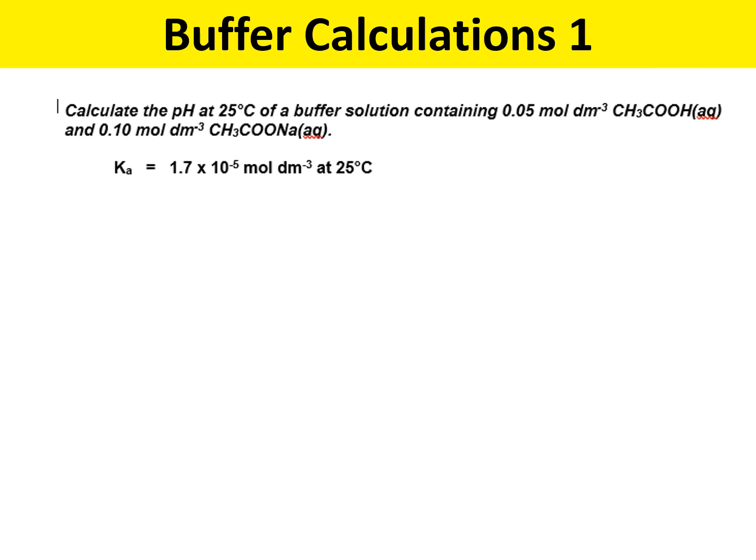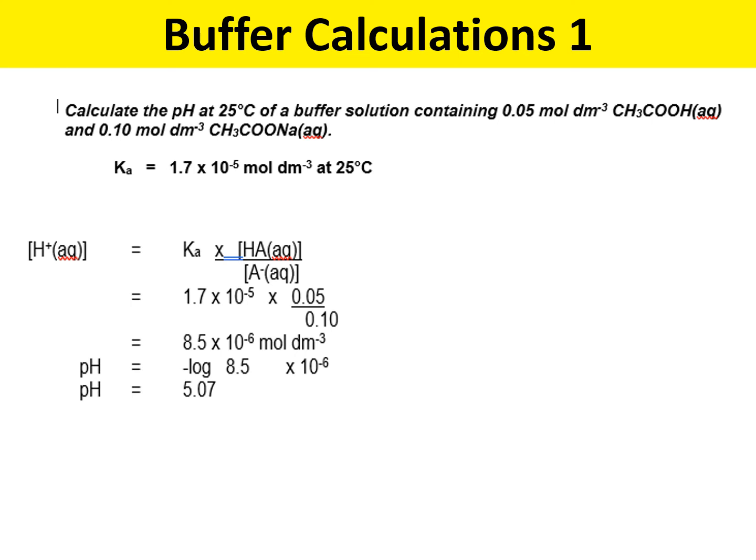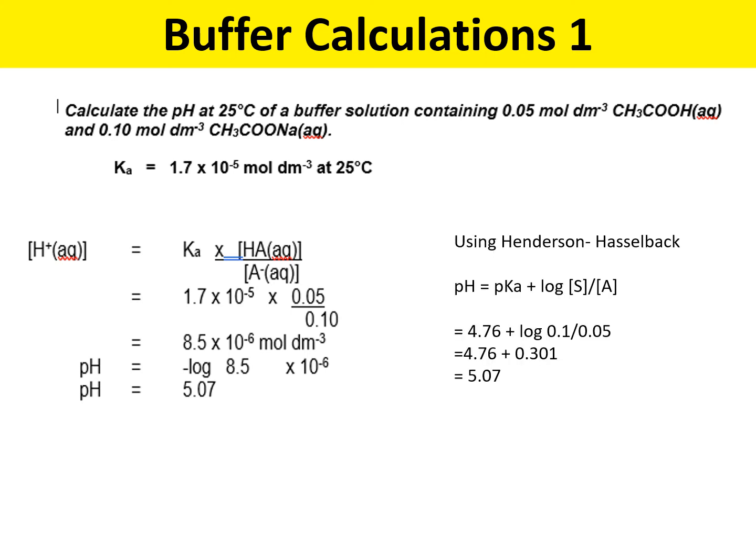In this case, we have been given the concentration of the acid and the concentration of the conjugate base and the Ka. So if we use our Ka expression, we can find our H plus concentration and use it then, using our pH formula, we can find the pH and it works out at 5.07. If you want, you can try this calculation using the Henderson-Hasselbalch equation and you will get the same answer.